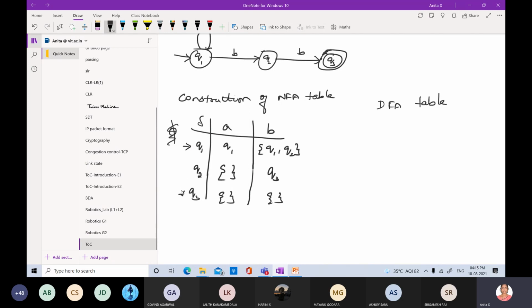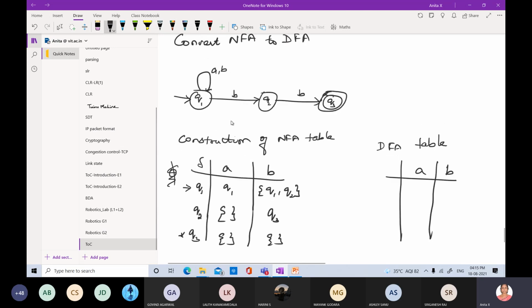The final state is represented by an asterisk in the transition table. You can go for any of the conventions, but here the asterisk is used to represent the final state. Now I'm going to proceed with constructing the DFA table. Here again, the same input symbols, A and B. Please make a note, I'm going to construct a DFA from the NFA.